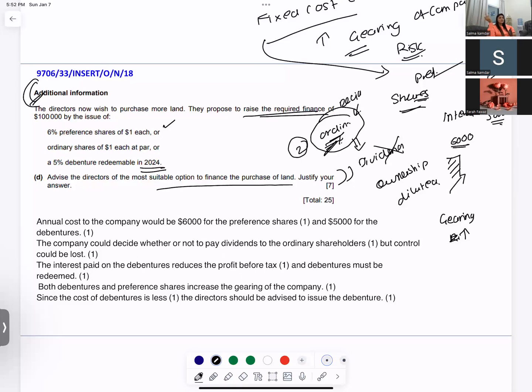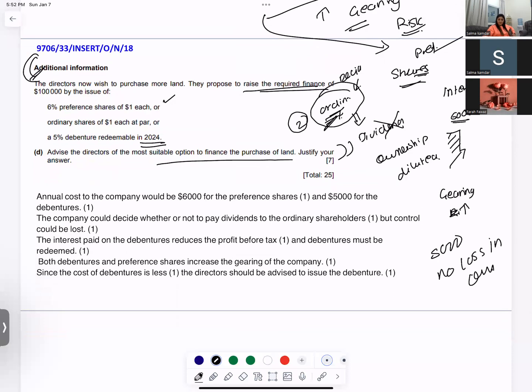Now advise what they should do. It depends upon their existing gearing ratio. If they are taking the cost into consideration, then the cost of issuing debentures is less. It's just 5,000 with no loss in ownership. So the directors can be advised to issue debentures. However, if they do not wish to repay the money in future, other than for winding up, they can issue preference shares.